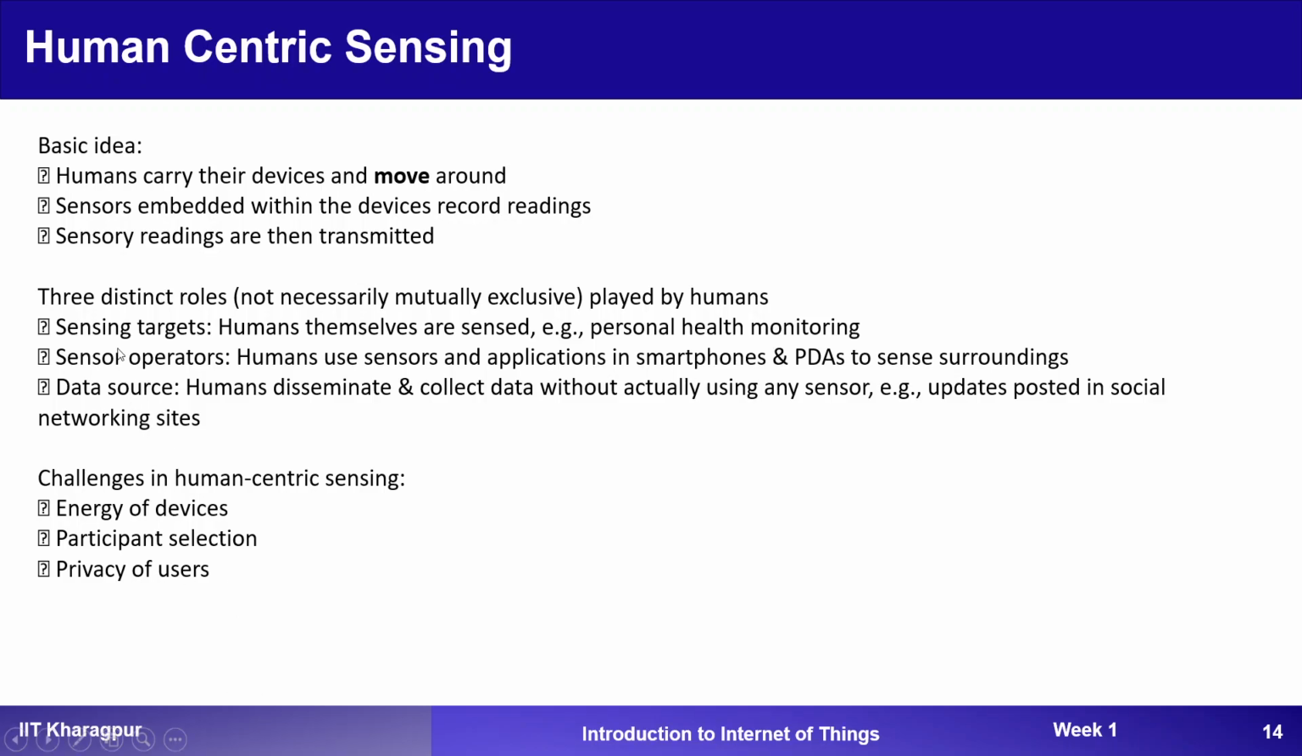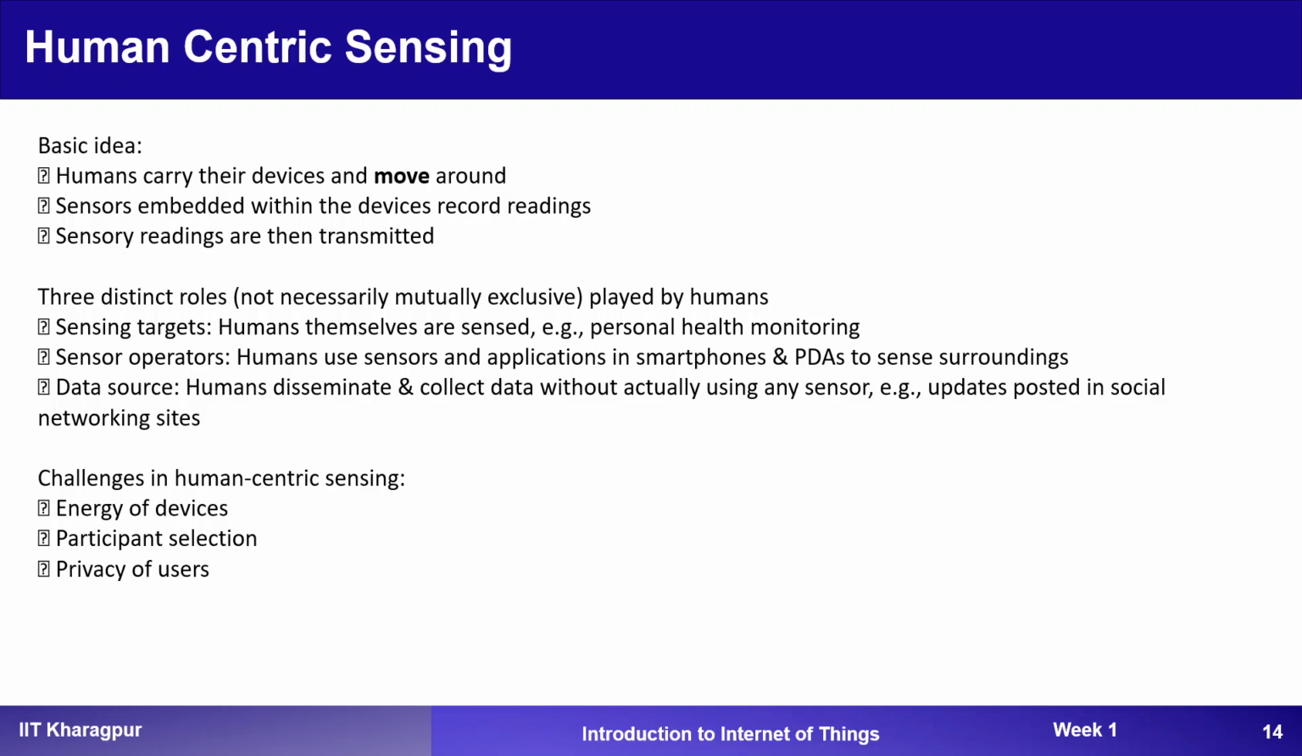So what are the distinct roles that are played by humans in human-centric sensing? One can be your sensing targets. Second can be your sensing operators, and third can be your data source. So first one is your sensing target. As the name suggests, sensing targets means that a particular human who is wearing the device is going to be sensed. So their data is going to be sensed. For example, you are wearing your smartwatch, right? So it can be used for monitoring your personal health.